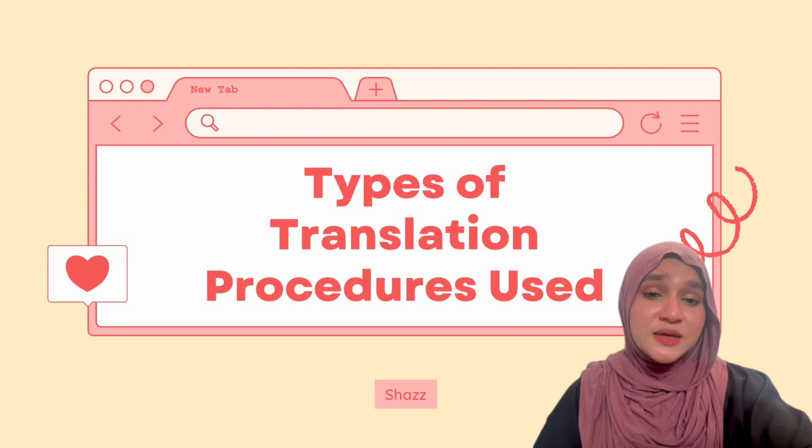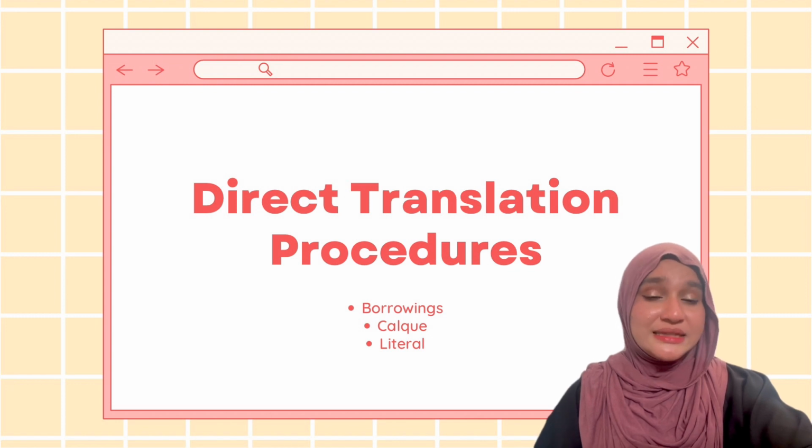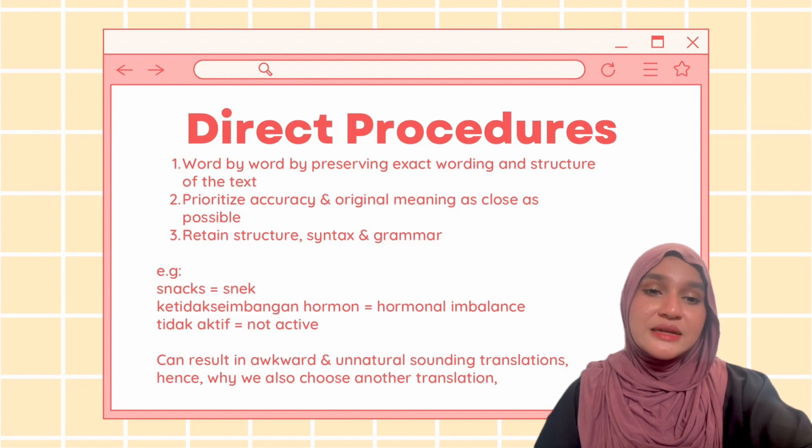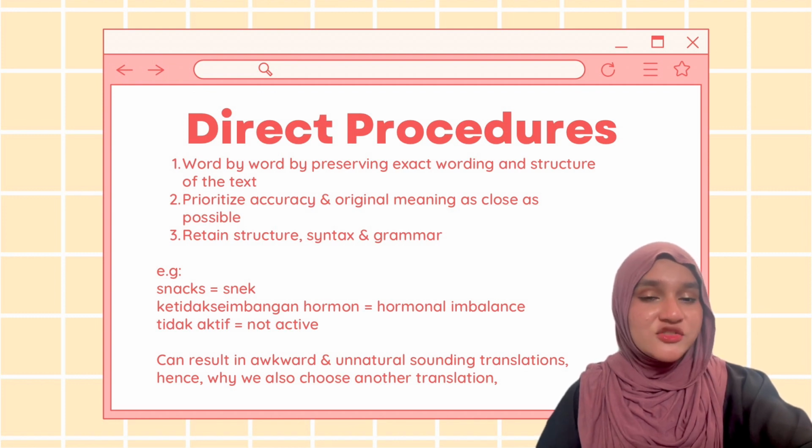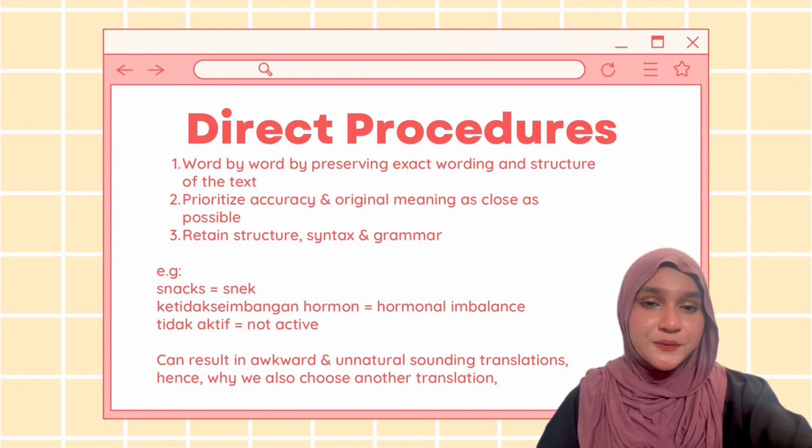Next, I will talk about the types of translation procedures that we use. First, we use direct translation procedures, which are borrowing, calque, and literal translation. We translate most of the brochure word by word by preserving exact wording and structure of the text. We also prioritize accuracy and maintain original meaning as close as possible. We will make sure to retain structure, syntax, grammar of the original brochure as much as possible. For example, snacks to snack, ketidakseimbangan hormon to hormonal imbalance, and tidak active to not active.